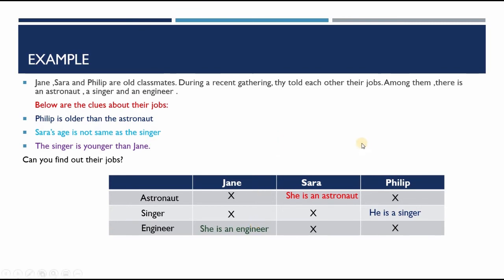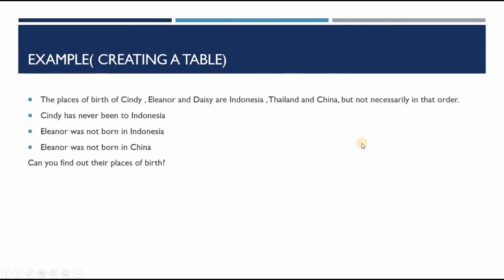Okay, let's look at another example. The places of birth of Sydney, Eleanor, and Daisy are Indonesia, Thailand, and China, but not necessarily in that order. Sydney has never been to Indonesia. Eleanor was not born in Indonesia. Eleanor was not born in China. Can you find out their places of birth?